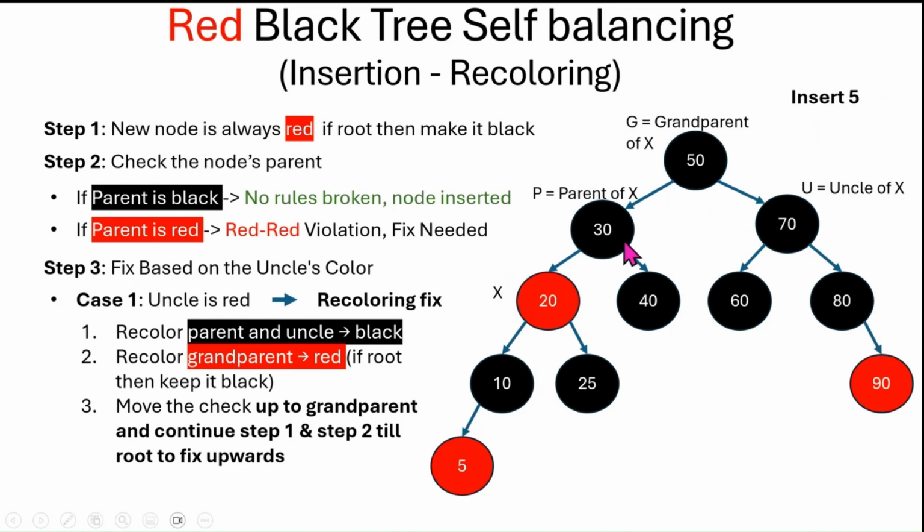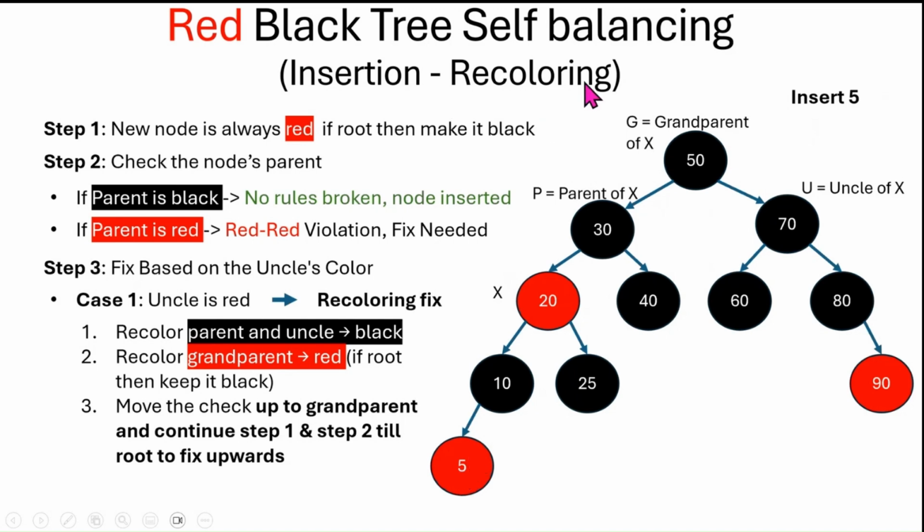And then we make the grandparent red, but because 50 is the root, we need to keep the root black, so we convert it to black again. Now everything is fixed, so all the properties of the red black tree are satisfied, and we basically inserted 5 with just recoloring.